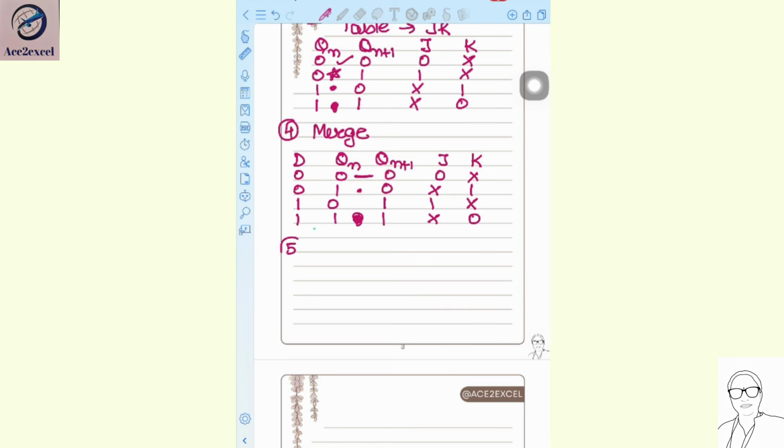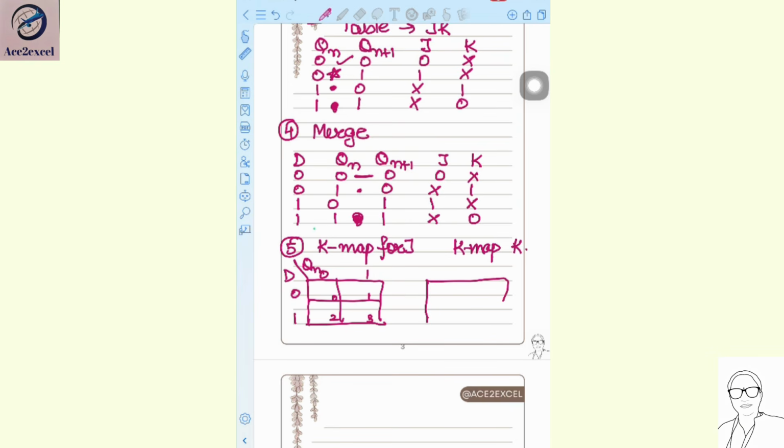Moving ahead with the same. Step number 5, make the K-map. One K-map for J, one K-map for K. What are the input elements? Input elements are D and Qn. So I'm completing the K-map entries. Similarly making one K-map for K. Input values are the same.